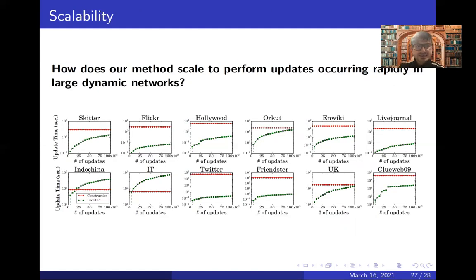Next, we also test the scalability of our method by increasing the number of updates. We start with 500 updates and increase incrementally by 500 updates up to 10,000 updates. We can also see that the update time of our method is far below the construction time of labeling on most of the data sets.